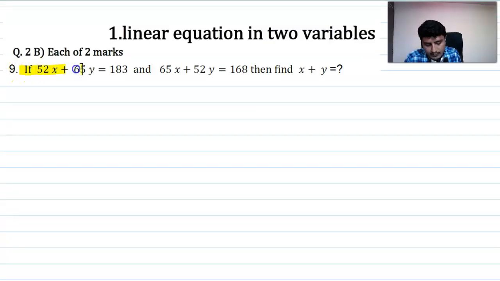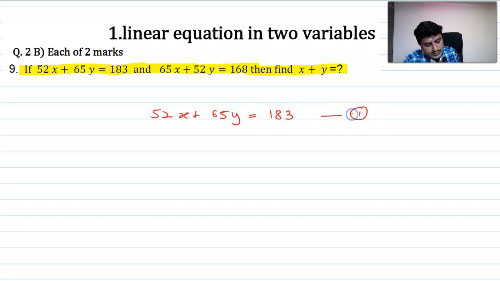If 52x plus 65y equals 183, and 65x plus 52y equals 168, find the value of x and y. So I am writing the given simultaneous linear equations in two variables one after the other. 52x plus 65y equals 183, call it equation number 1. And the other equation 65x plus 52y equals 168, call it equation number 2.